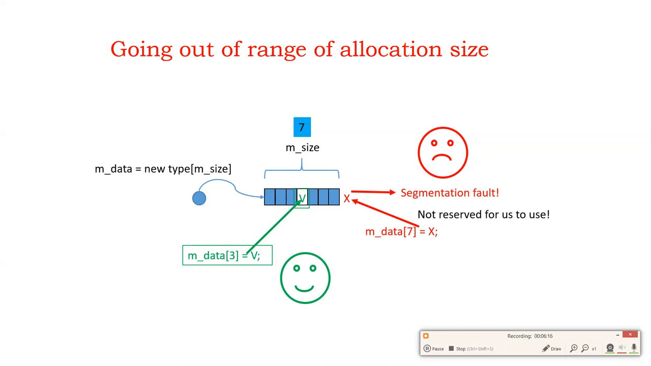So if I say mData 3, I am within my range of memory. I'm setting it to a value. Life is beautiful. In the other one, I say mData 7. The size was 7, so I go one further. That's enough to crash your program if it's dynamic. If it's not dynamic, it's going to be within your executable, so you start writing over your own logic. That's going to be a fatal crash.